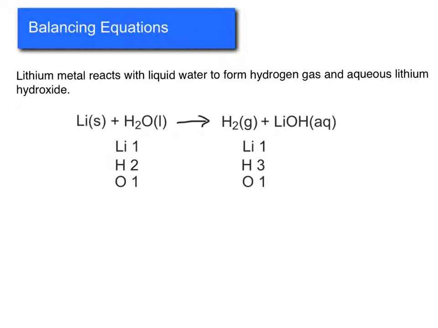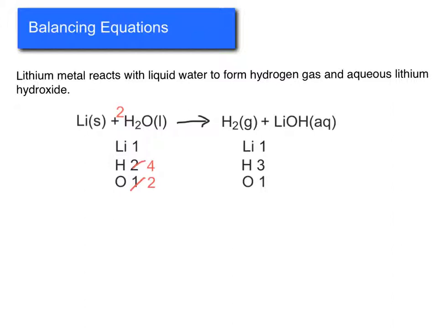So if we have 3 hydrogens on one side and only 2 on the other, we need more hydrogen on the reactant side. So we're going to have to make the coefficient of water a 2. That's a good place to start. And now we'll have to update all our quantities. So now we have 4 hydrogens and 2 oxygens, okay? But now we're still not balanced because we have 4 on one side and 3 on the other, all right?